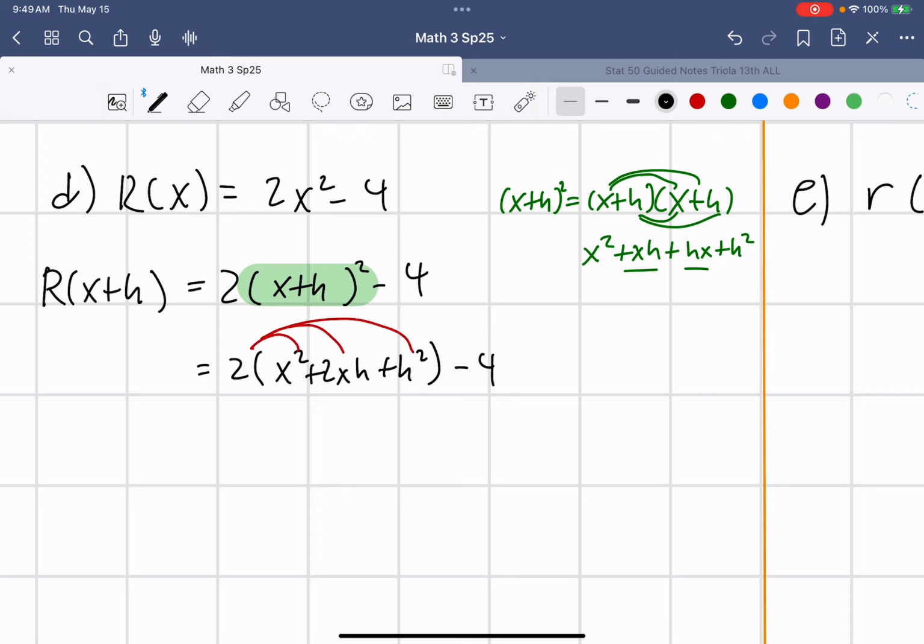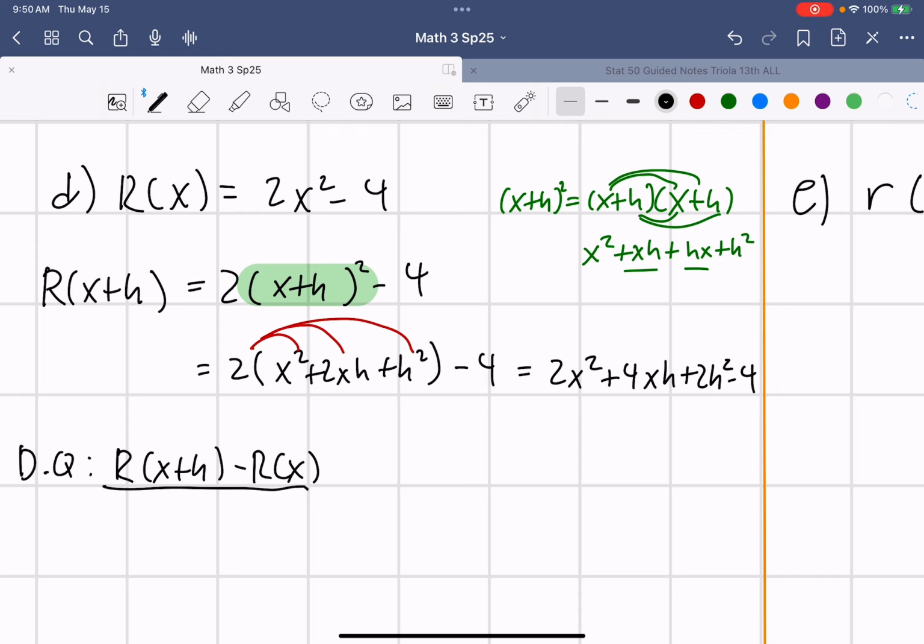I can distribute this 2. That's going to be 2x squared plus 4xh plus 2h squared minus 4. And that's going to be my r of x plus h minus r of x all over h. But I'm just going to substitute it. It's going to go in here.